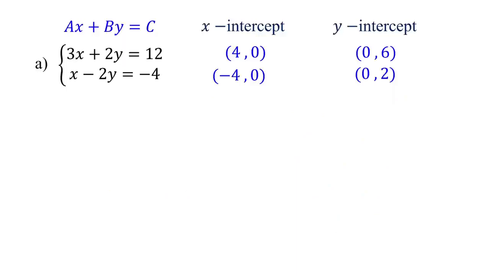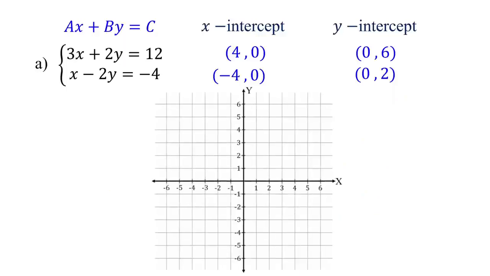Now that we have our intercepts for both equations, the next step is to plot them on a graph. For the first equation, plot the x-intercept, which is at (4, 0), and the y-intercept, which is at (0, 6). Then connect the 2 points with a straight line. This line represents the first equation. For the second equation, plot (-4, 0), which is the x-intercept, and (0, 2), which is the y-intercept. Then, connect them with a straight line. This is the line of the second equation.